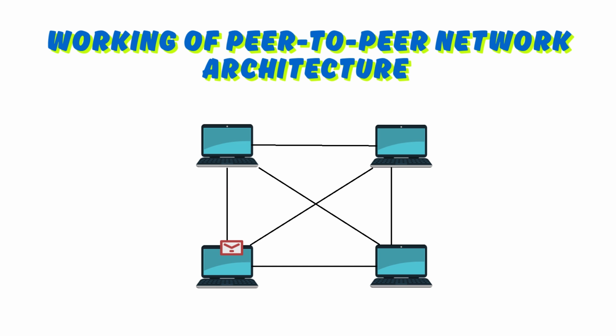Let's say you want to download a large video file using a torrent client. Instead of downloading the entire file from one server, your device connects to multiple peers who already have parts of that file. You download small pieces from each of them at the same time. As you receive those pieces, your device also starts sharing them with other peers who are still downloading. So everyone helps each other by sharing what they have, and the file spreads quickly across the network.